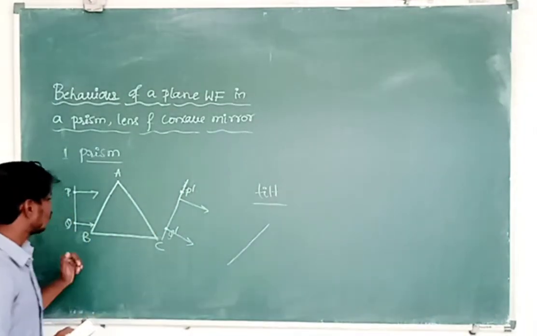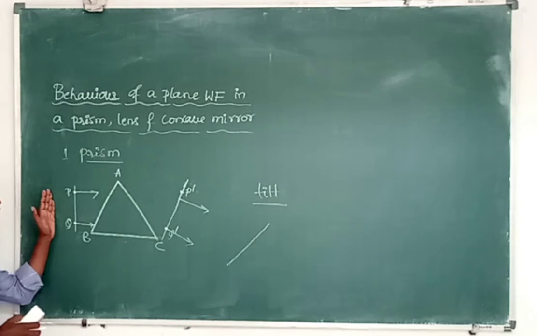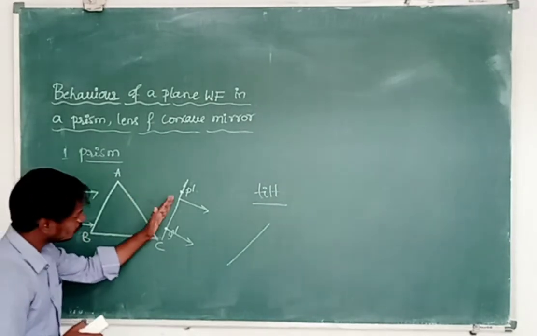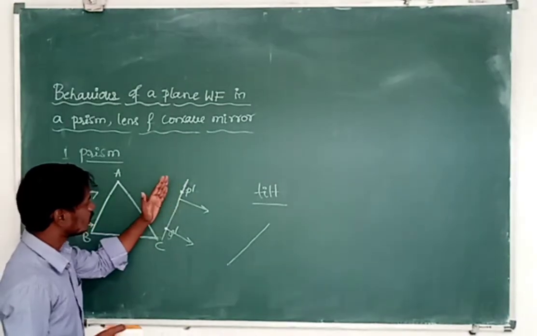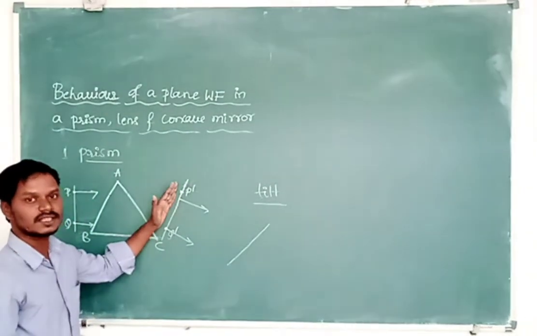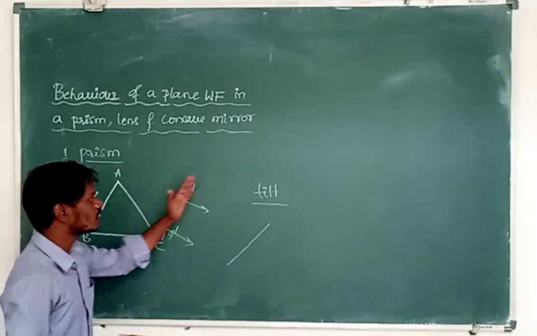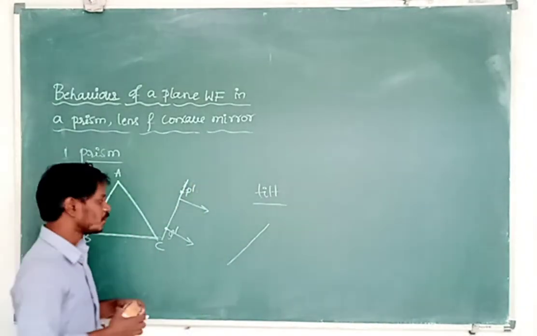And once again, listen here. The incident wavefront is a plane wavefront. The refracted wavefront is also a plane wavefront. The refracted wavefront is also called the emerging wavefront, but this emerging wavefront is tilted here.